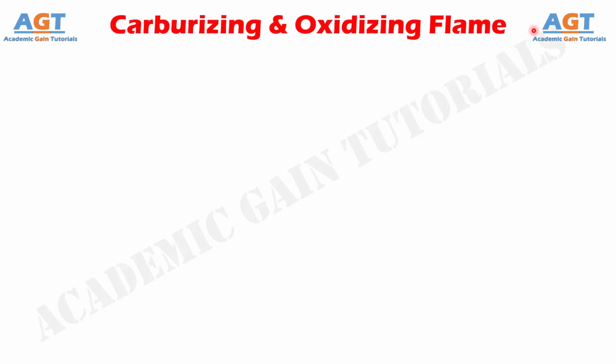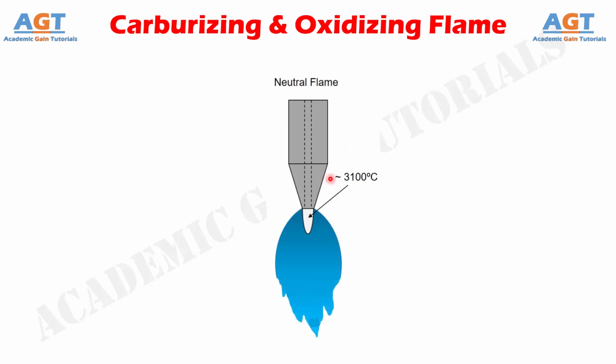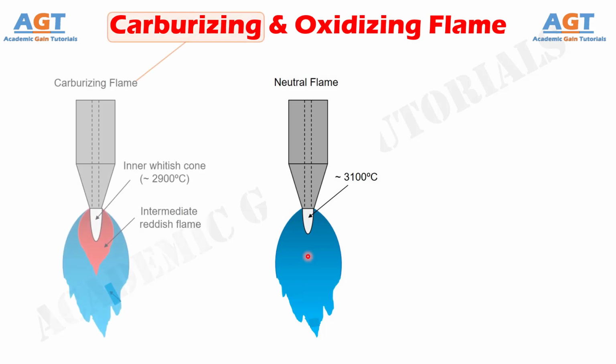In this video, we will look into the differences between carburizing or reducing flame and oxidizing flame. In oxyacetylene gas welding, if oxygen-acetylene mixture is stoichiometric, then the resulting flame is a neutral flame. Similarly, if more acetylene is supplied than that is required stoichiometrically, then certain amount of acetylene will remain left as residue. The resulting flame is known as carburizing flame or reducing flame.